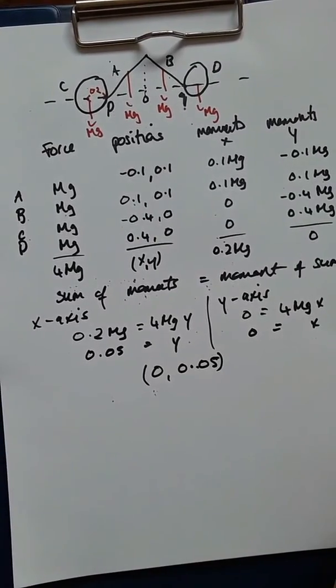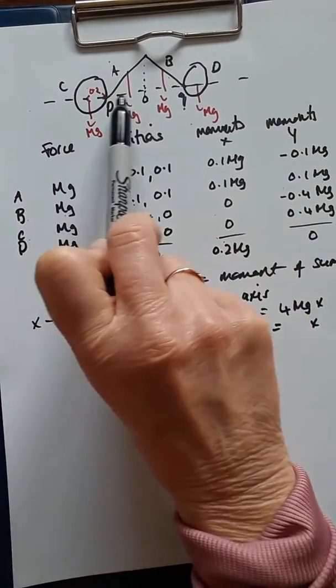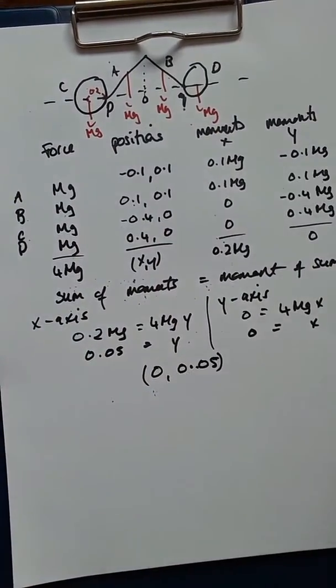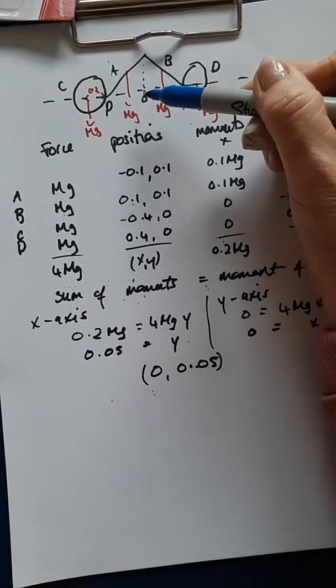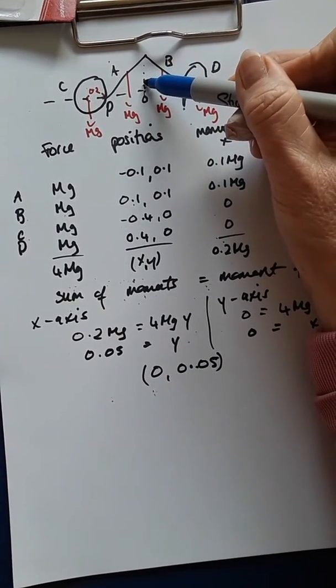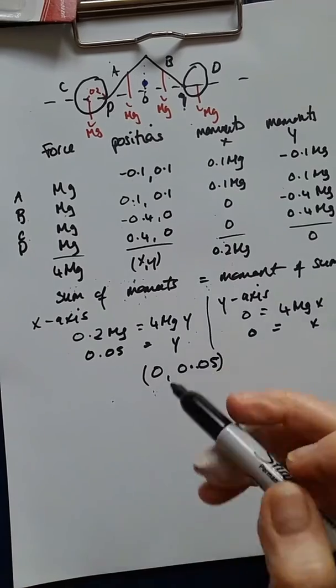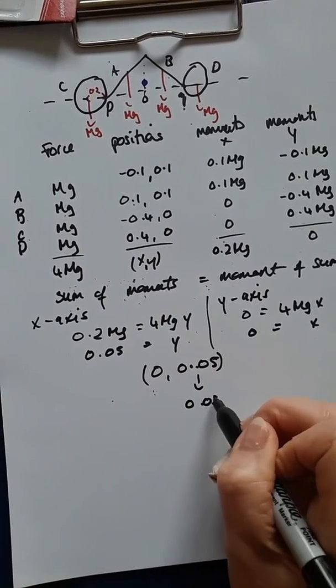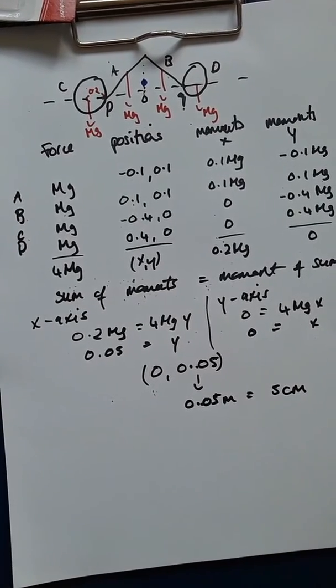(0, 0.05). And the question says, find the distance of the centre of gravity from the line AB. So here's my line AB, that dotted line there. The centre of gravity is at 0.05, so 0.05 will be up there, somewhere around there. So what's the distance of that position from that line AB? It's going to be this bit here, 0.05 metres, which of course is 5 centimetres. So it's 5 centimetres from the line. So have a look at that a couple of times, girls, make sure you understand it.